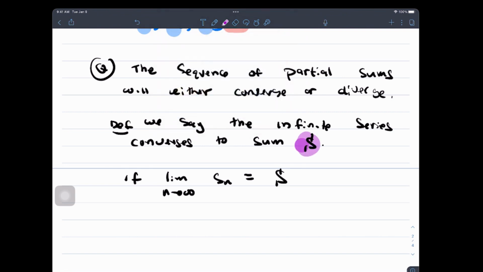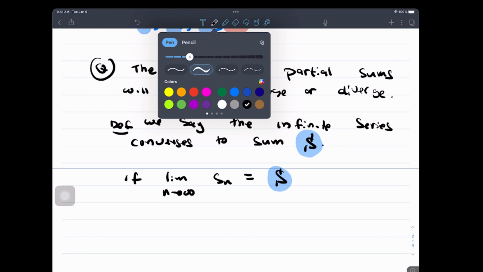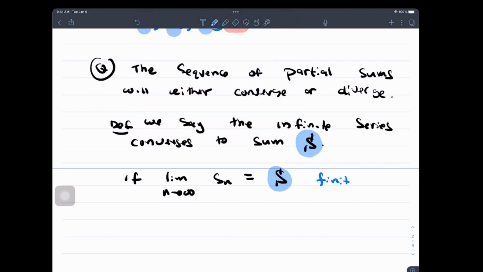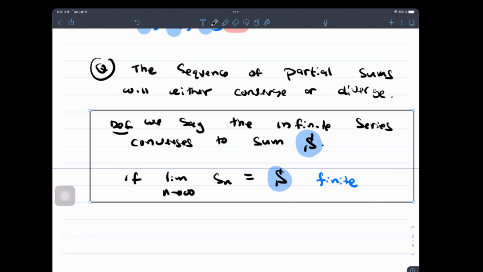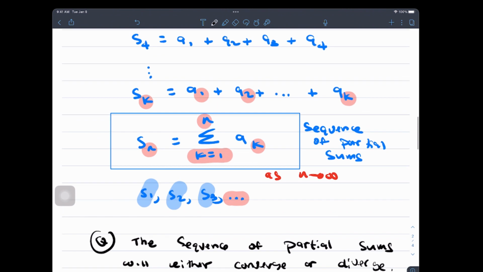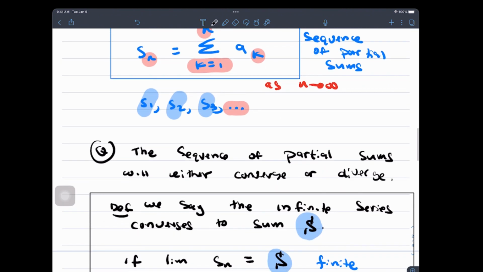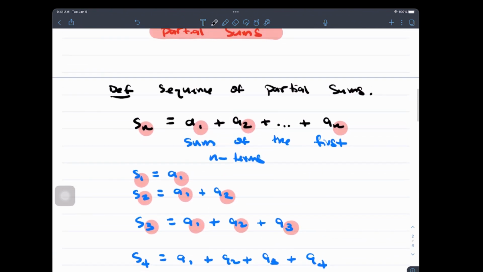So I'm going to color this blue. This is finite. Okay? And that's really what you care about. This definition is the theoretical definition that we use for a series converging or diverging. It's really saying the series adds up to that sum. This sequence of partial sums, as n goes to infinity now, is finite. So that's the essence of what we're talking about here.